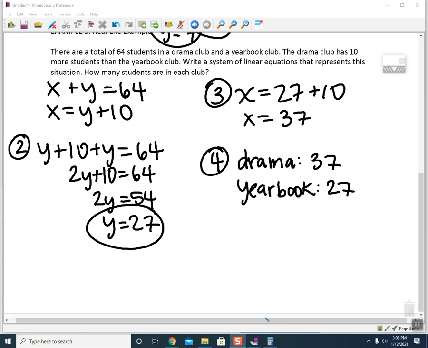Alright, so when you go ahead and set these up, it should have been x plus y equals 64, so however many in each club adds up to 64. But I know that there's 10 more students in the drama club than there are in the yearbook club. So that means x equals y plus 10 because it has 10 more. So when I solved that, you should have gotten that there were 37 students in the drama club and 27 students in the yearbook club. And that's all for 5.2.